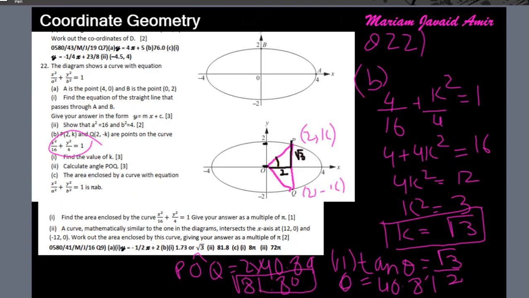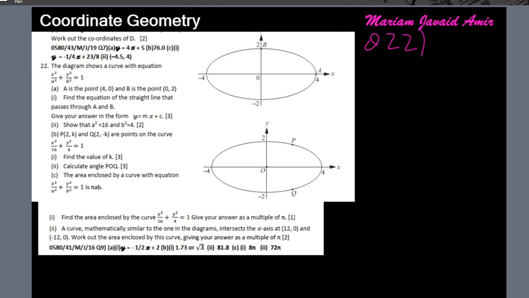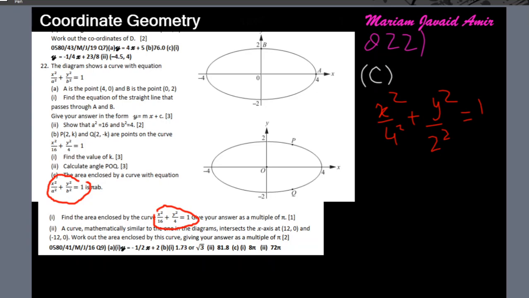Okay, next up is part C, which is the area enclosed by a curve with this equation is pi AB. Find the area enclosed by this equation. Alright, so let's write this equation in the form of this equation. So we have x square over 4 square plus y square over 2 square equals 1, and we know the area is pi times a times b, where a is now 4 and b is now 2. So 8 pi is the answer for C1.